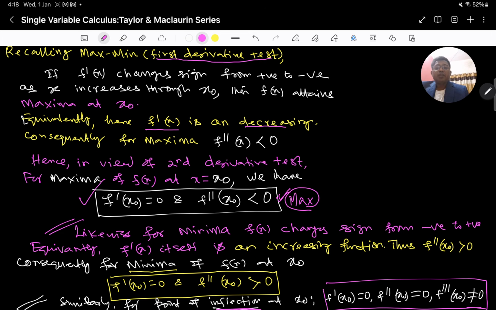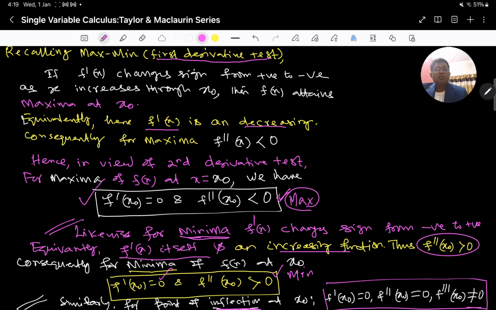And similarly, for your minima, f dash x changes sign from negative to positive, which is the same as saying that f dash x itself is an increasing function. Means the first derivative of f dash x is positive at the point x0, so f double dash x0 is positive here. So consequently, for minima, f dash x0 is equal to 0, x equal to x0 is a stationary point, and at that stationary point the second derivative is positive.